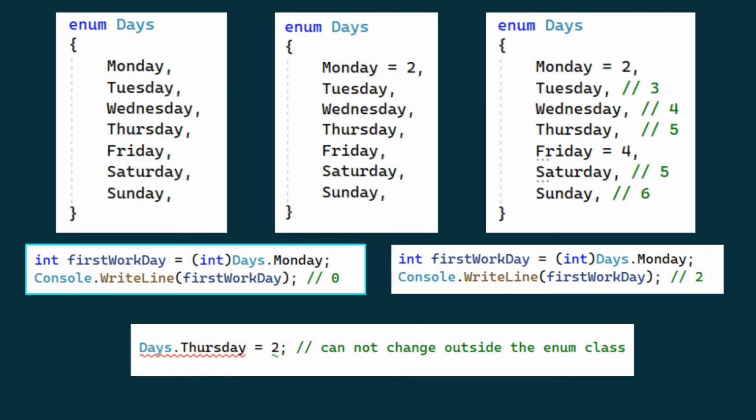You can assign different values inside the enum, but you cannot change them later. As here I try to change the value of Thursday and assign a new value to it. So you cannot change it outside the enum class. You get an error because it is read-only and it is constant.